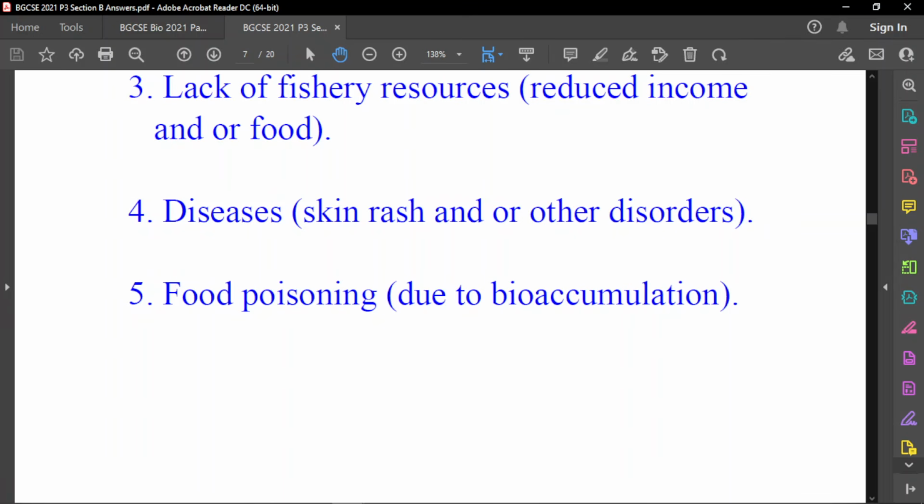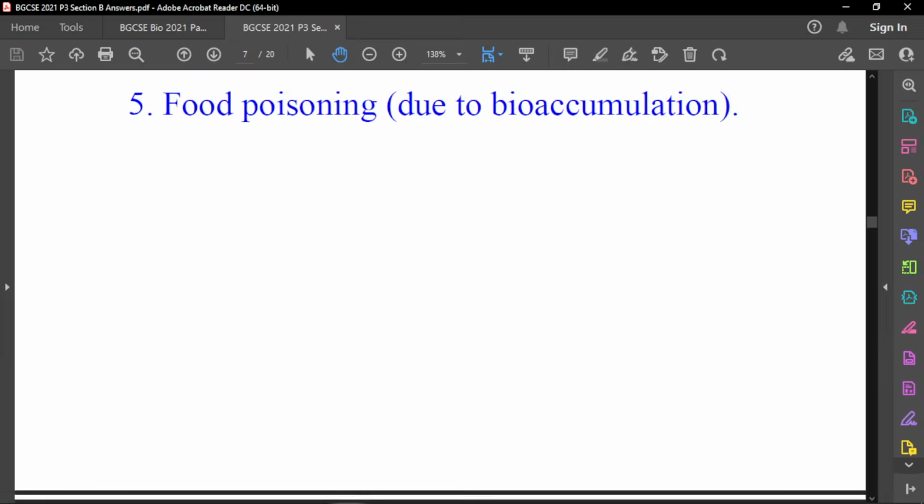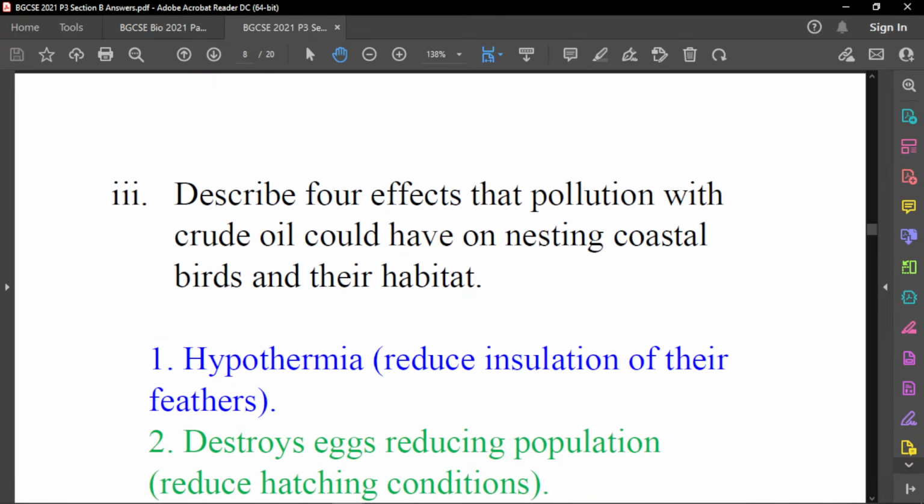All right, and also not only that, because of the poisonous substances that can be found in sewage, especially if untreated. Then, if one organism eats it, it may be passed on through the ecosystem and bioaccumulate, and then when you eat it, now you become poisoned. All right, so that's some of the things that you may want to look at. The question is not finished yet.